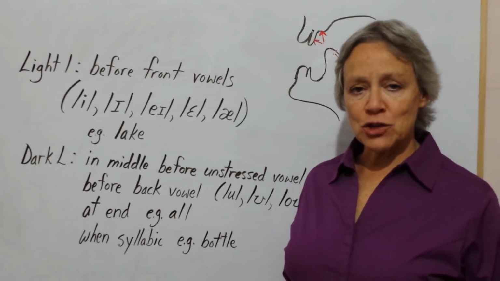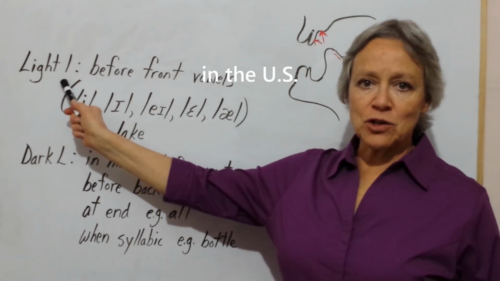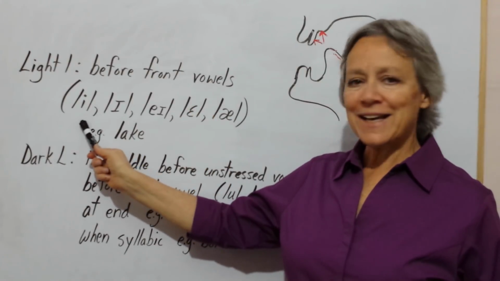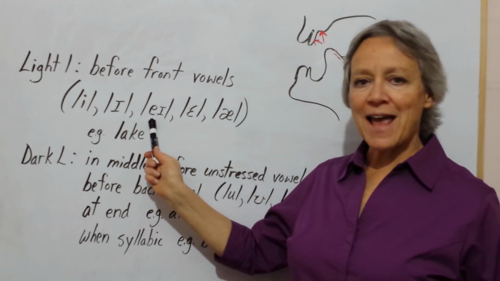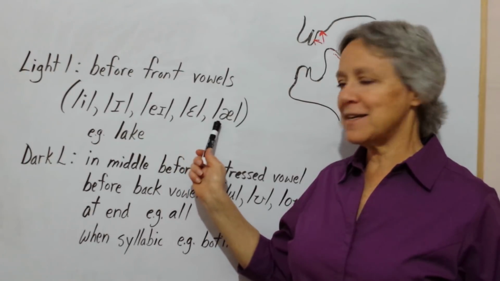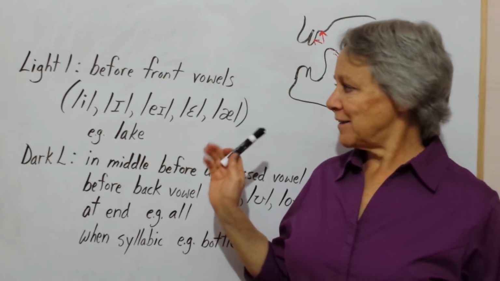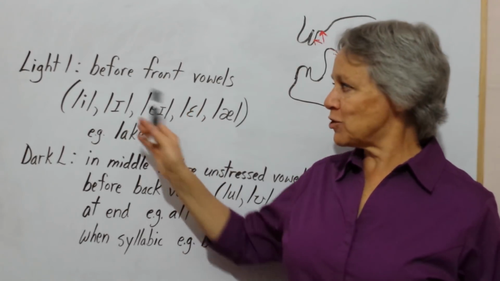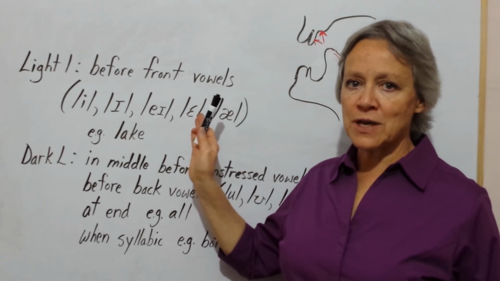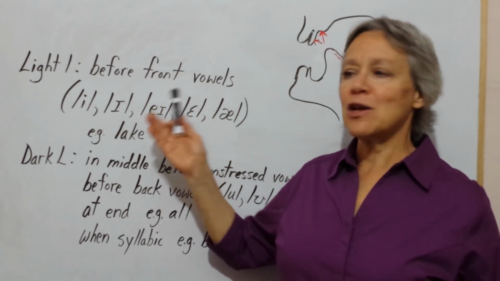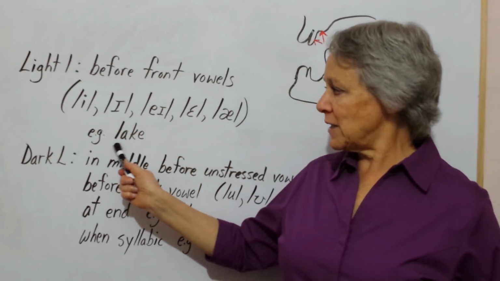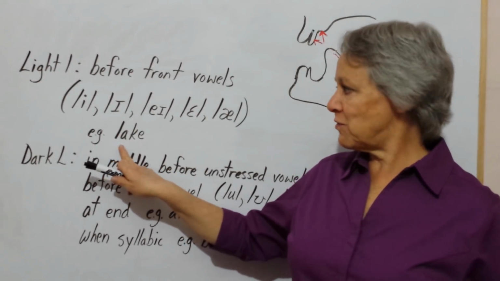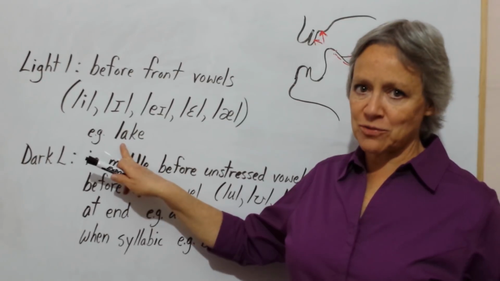When the light L is used, it is used before front vowels. And the front vowels are E, I, A, and A. So when the letter L, or the sound "ul", is used before one of these vowel sounds in words, then some people who use the light L would make it in that case. And here's one example in the word lake. So the letter L is before the A vowel sound.